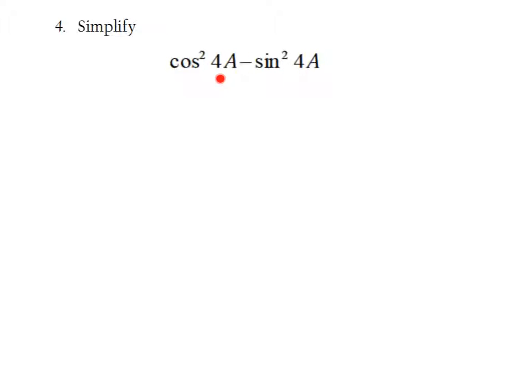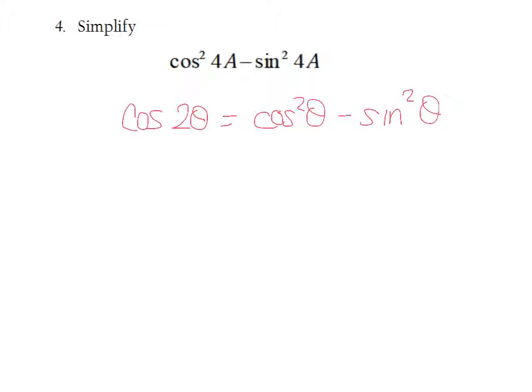If you see this particular situation right here, you should look at that and say, hey, cosine squared minus sine squared, that's a double angle for cosine. In your mind, you're thinking cosine of 2 theta is equal to cosine squared theta minus sine squared theta. That's the identity right there.